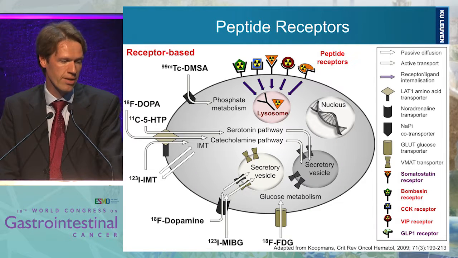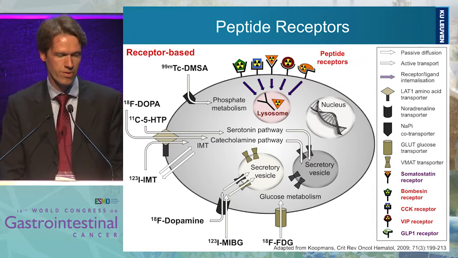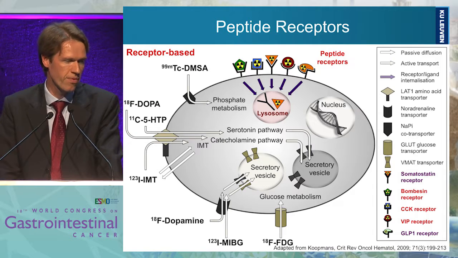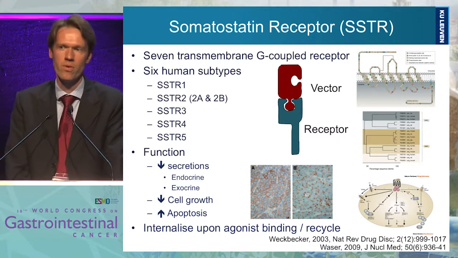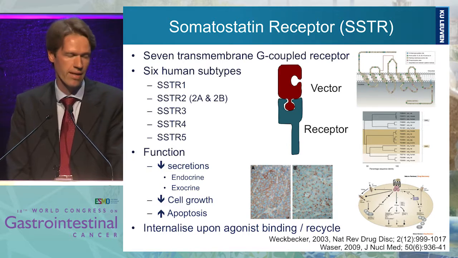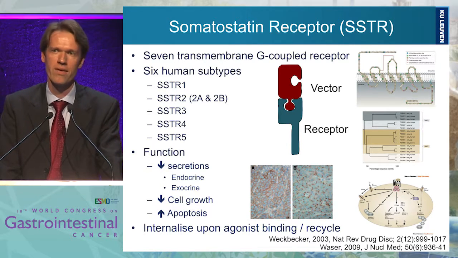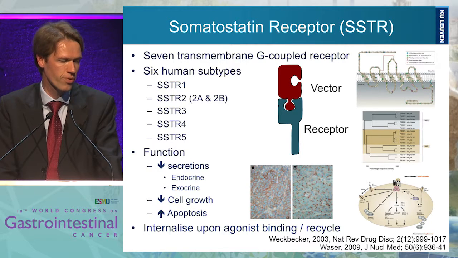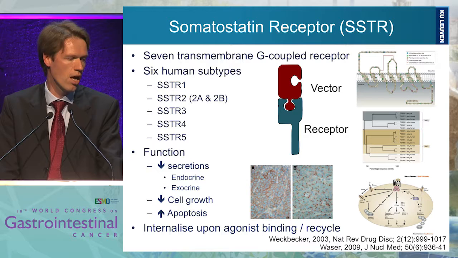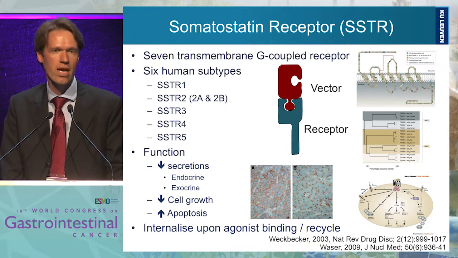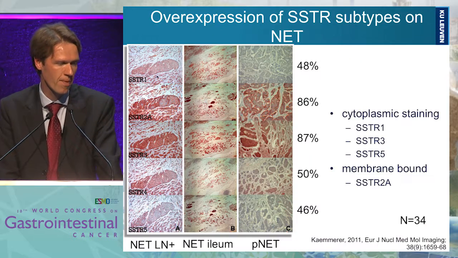Now, in the case of peptide receptors, we have receptors like bombesin receptor, CCK receptor, VIP receptor that have all been explored, but by far the gold standard in the NET field is the somatostatin receptor, which is a 7-transmembrane G-coupled receptor. There are 6 human subtypes, 1 to 5 and 2A and 2B, and the function of this receptor is to diminish secretions, both endocrine and exocrine, to diminish cell growth, and to increase apoptosis. And it's also internalizing upon binding with an agonist.